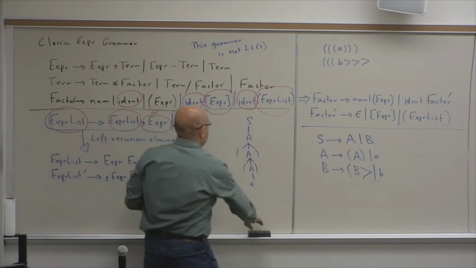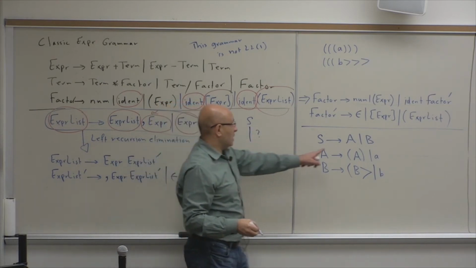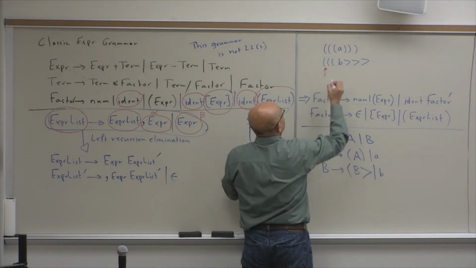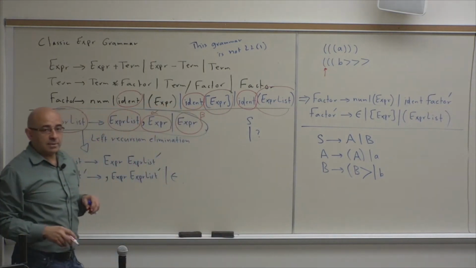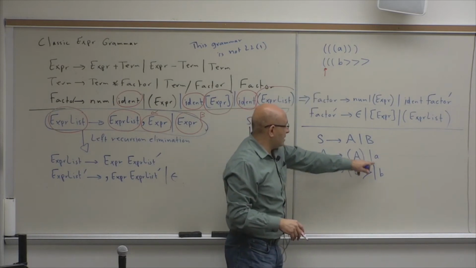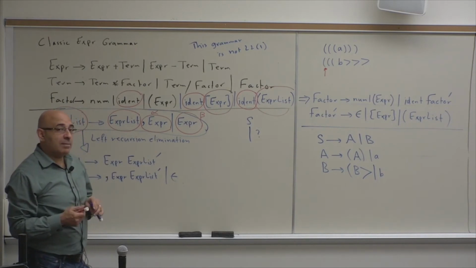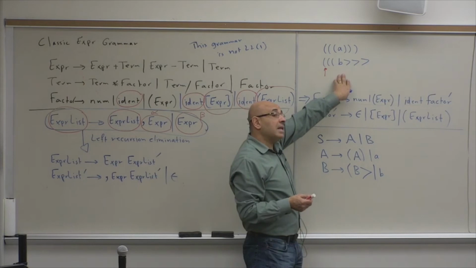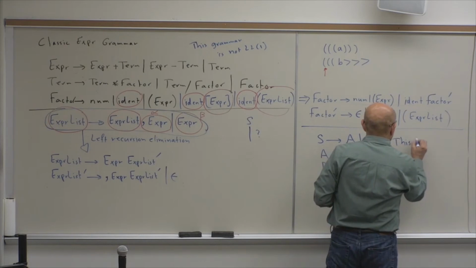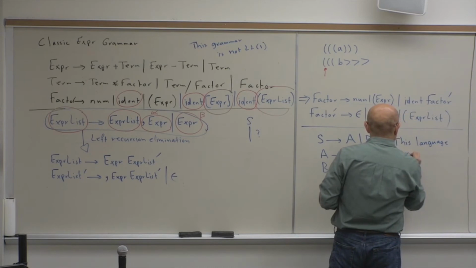So in the very beginning, you have an S, and you're trying to decide, should I go for an A or a B? And you're looking at this. It's not going to tell you whether to substitute an A or a B, because this is valid for both A's and B's. So this is a grammar that you cannot convert into an LL1 grammar. This means that this language is not LL1.